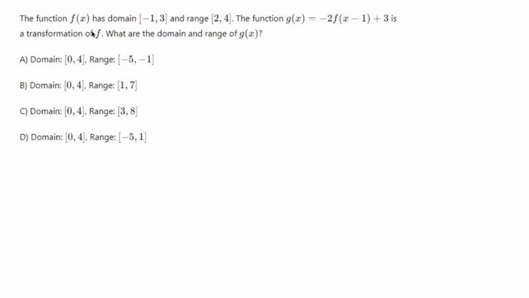The function f of x has a domain of -1 to 3 and a range of 2 to 4. This problem is terrible. The function g of x is -2 times the quantity f of x minus 1 plus 3 is the transformation of f. What are the domain and range of g of x?